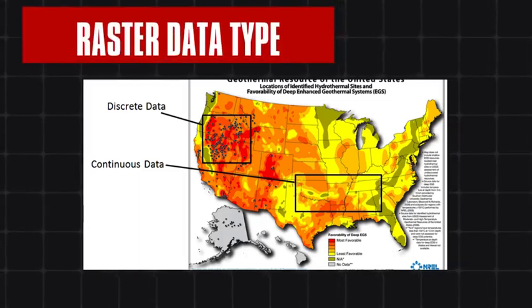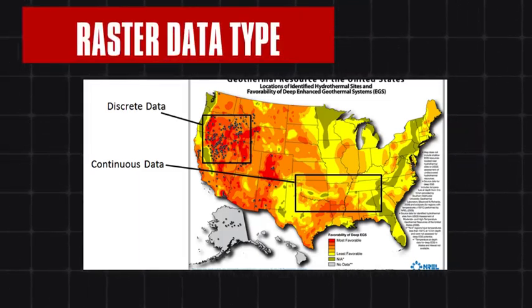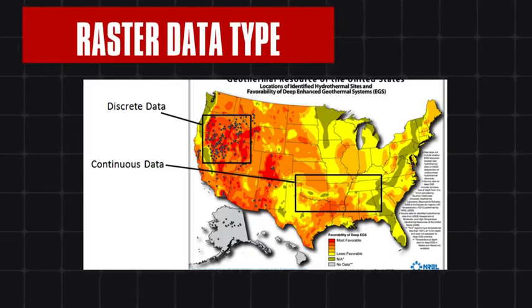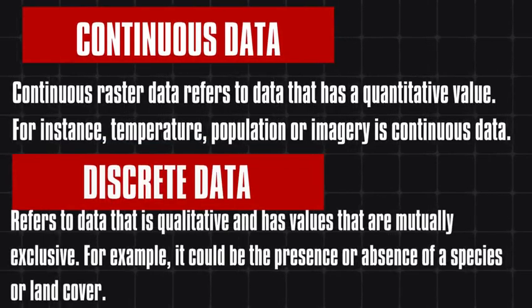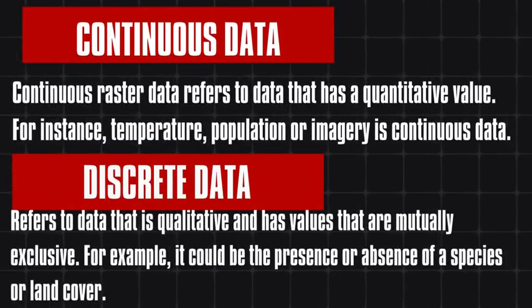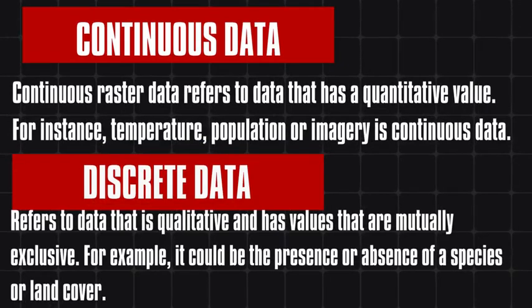In raster analysis, there are 2 types of raster data that we show in the diagram, which are continuous data and discrete data. So, what is continuous data? Continuous raster data refers to data that has a quantitative value, for instance, temperature, population, or imagery. Discrete data refers to data that is categorical and has values that are mutually exclusive. For example, it could be the presence or absence of a species, or land cover.